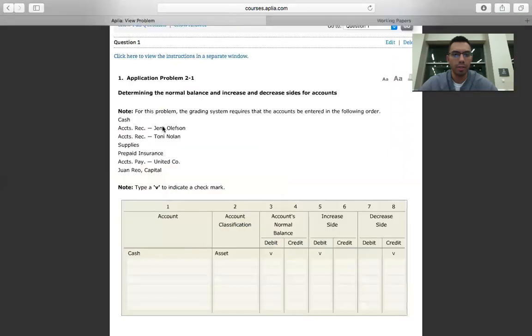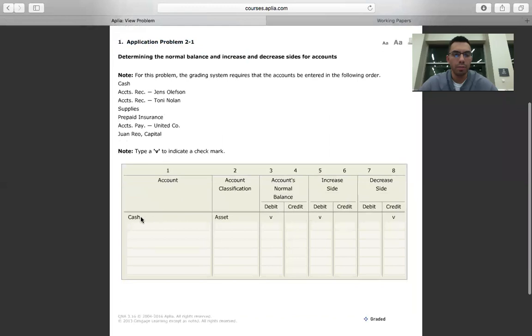All right, so we can see the first one. It says for this problem, the grading system requires that the accounts be entered in the following order. Okay, and then we got to follow this order. So if we look at cash, what we've done is we wrote the account title here as cash. We've put what cash is, which in this case is an asset, what the normal balance is, and we know that at this point an asset's normal balance is a debit, and that tells us that since the normal balance is a debit, the increase side has to be a debit, and the decrease side has to be a credit. We learned that. That was all last lesson we did.